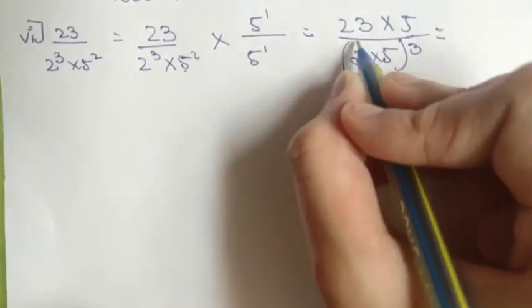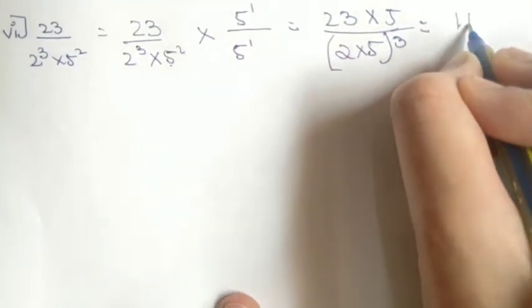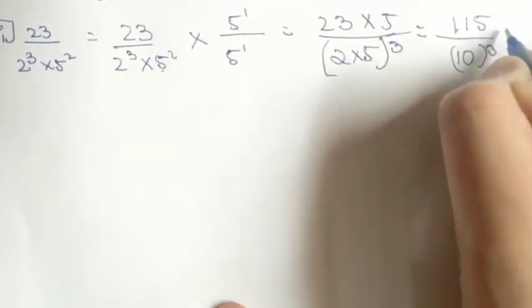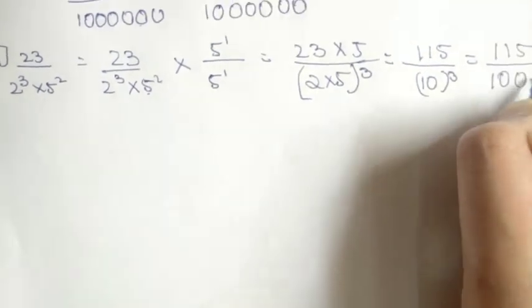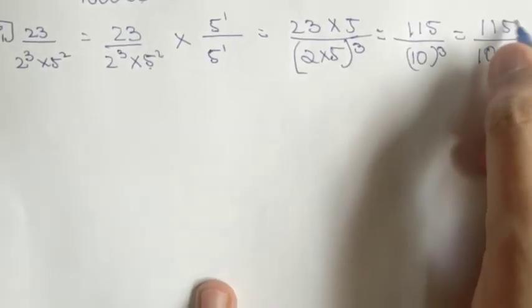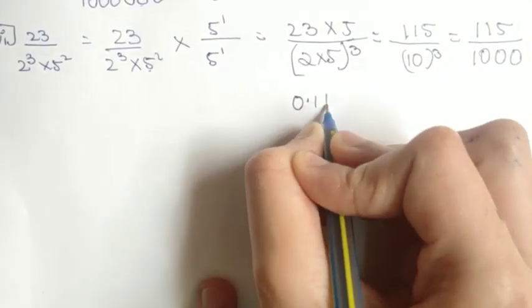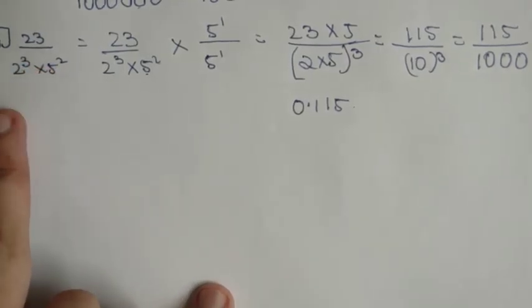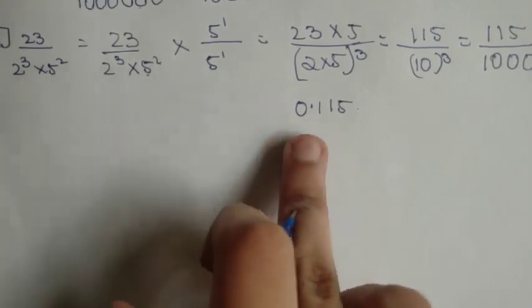Okay. Now 23 into 5 is 115, and here 10 root 3. So 115 by 1000. Okay, so when we divide, we get 0.115. So the decimal expansion of 23 by 2 root 3 into 5 root 2 is this.